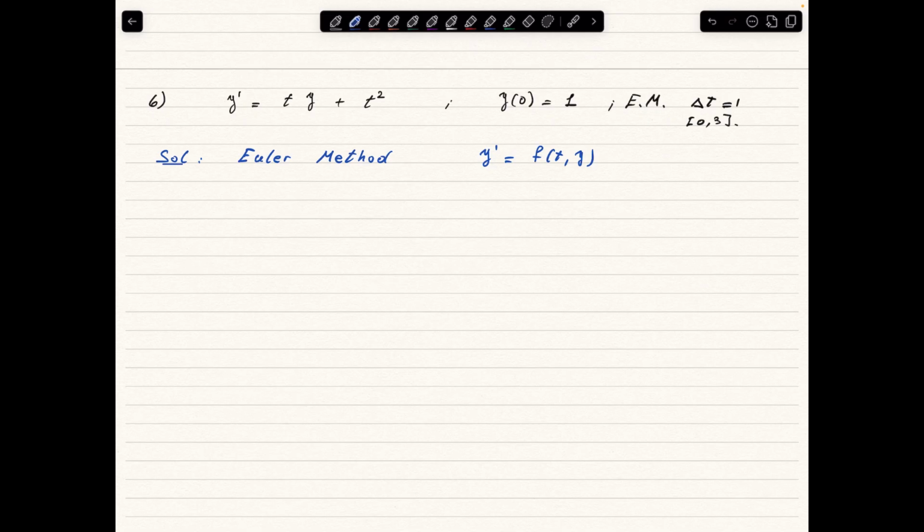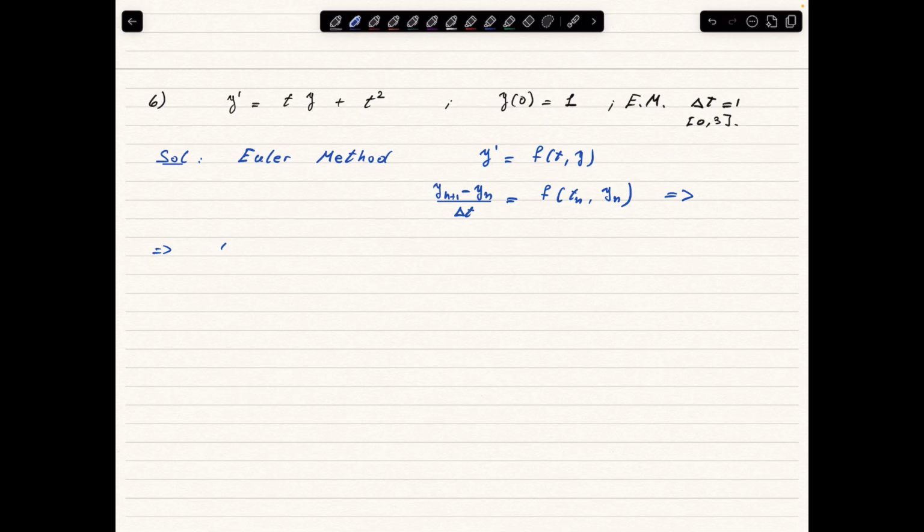If you don't remember the formula, it's not a big problem. What we need to do here, recall, is approximate f at some points of a partition, t_n, y_n, and then approximate the derivative by (y_{n+1} minus y_n) divided by (t_{n+1} minus t_n), which is delta t. And from here you get the formula for the Euler method.